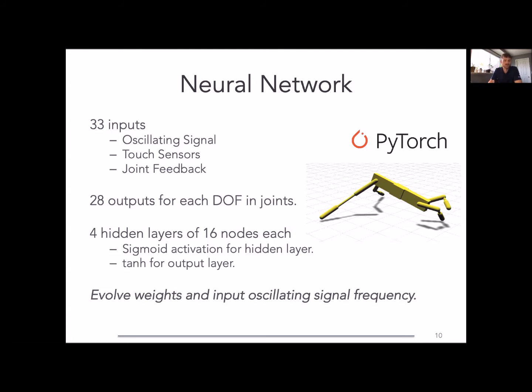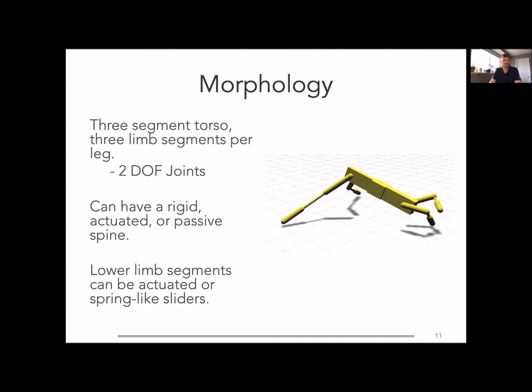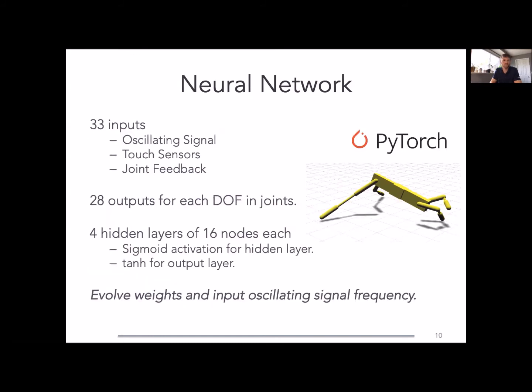The neural networks are built in PyTorch. They have 4 hidden layers with 16 nodes each, sigmoid activation for the hidden layers, and tanh for the output layer to allow it to go from -1 to 1. So the neural networks here, we evolve the weights and the input oscillating signal frequency.